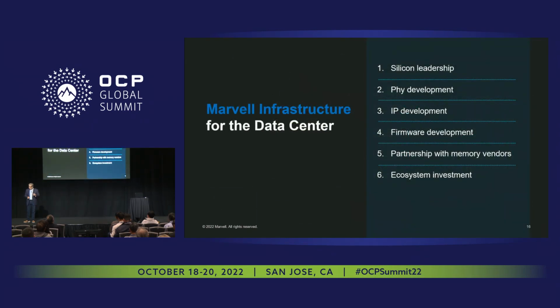So let's talk about how Marvell is uniquely qualified to handle these types of solutions. With silicon leadership, we have made a huge investment in 5 nanometer technology, and we're already starting the transition to 3 nanometer. We have internal development for both our PHYs as well as our IP. And then next is our firmware. We can handle any level of firmware development that is desired, from an SDK all the way to production.